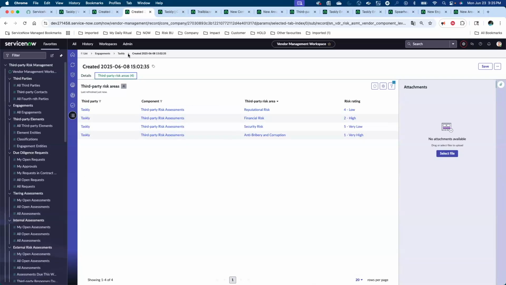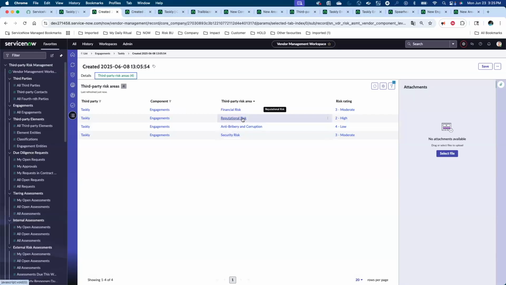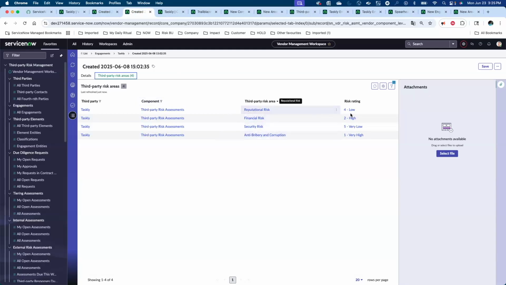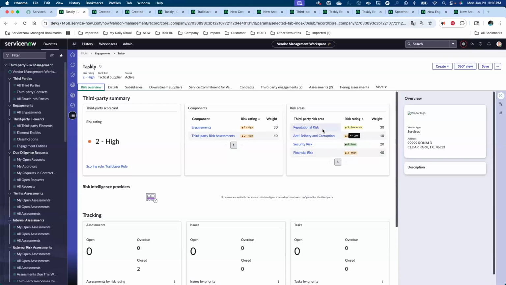Okay, we'll take one or two examples here. Let's start with reputational risk. It is too high for the engagements and low for third-party risk assessments. So 2 plus 4 is 6. Again, it's an average, so that becomes 3. We'll see that reputational is 3 moderate.